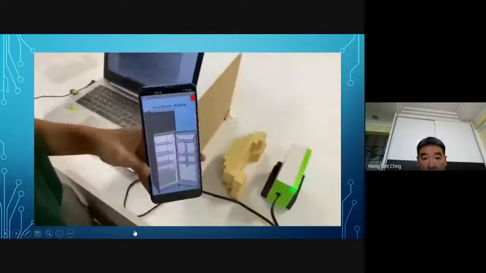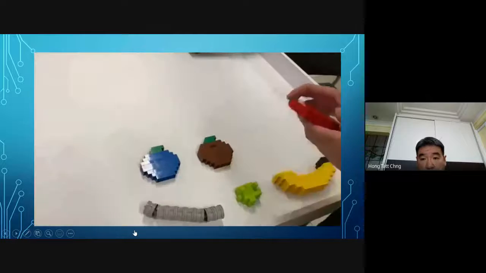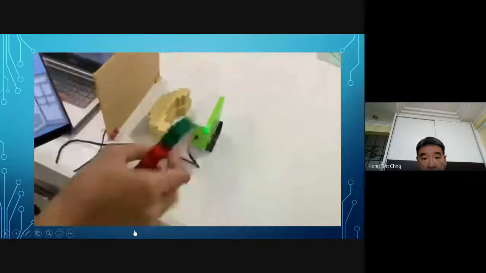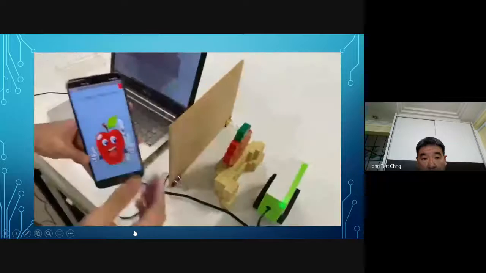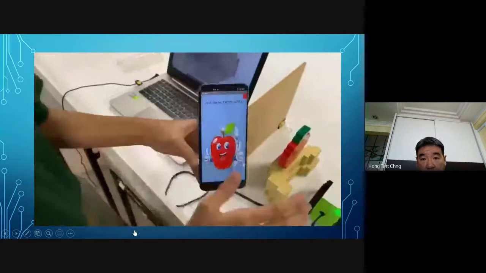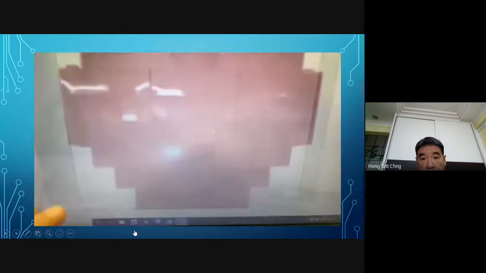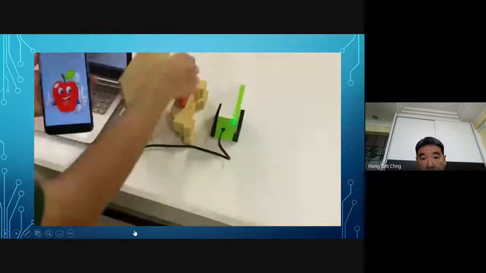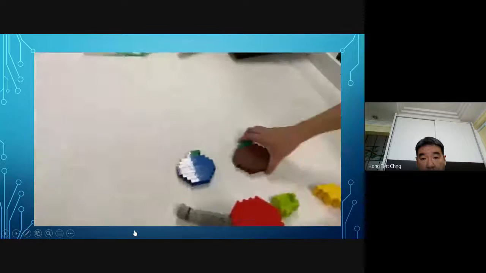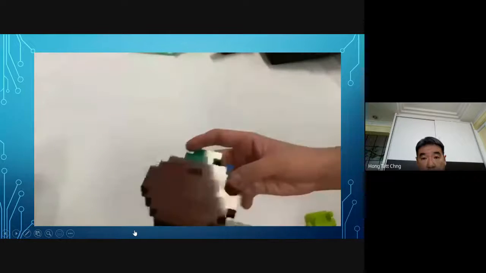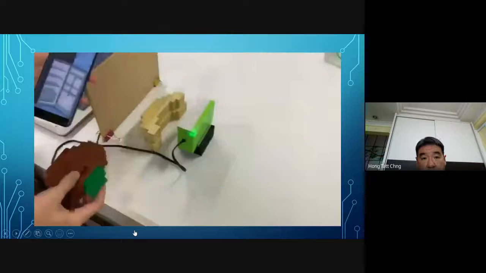Now let's move on to the apple. Fresh apple, please. Over here, it says that there's a fresh apple. As you can see from the screen also, it does sense what the PC is seeing. Now for our moderate apple.